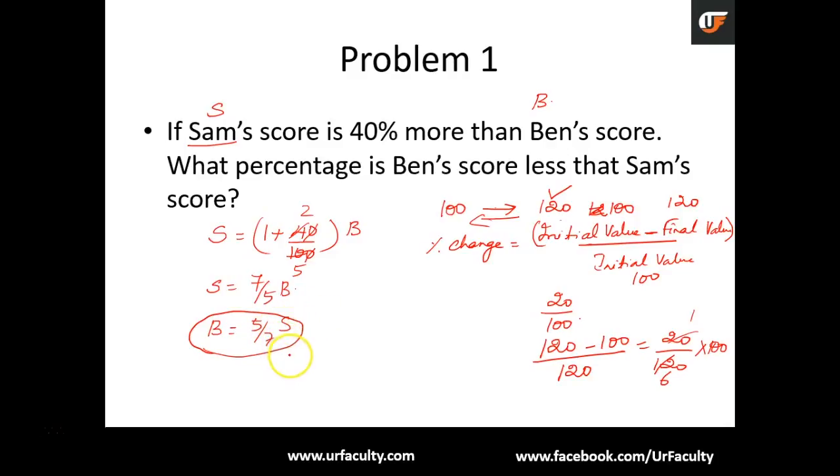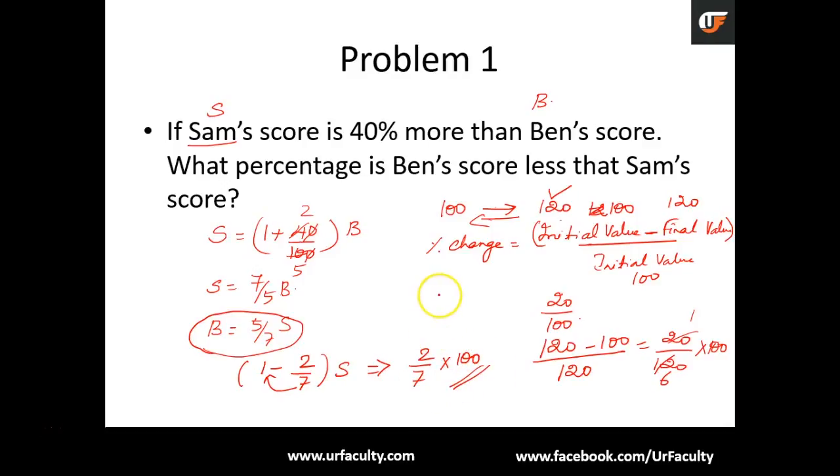Now to try to solve this same problem over here, 5 by 7 S. So what was the initial value of B? How can we represent this? We can represent this as 1 minus 2 by 7 of S. How did we do that? If you try to split this, we get 7 minus 2 by 7. What do you mean by this? It just means that 2 by 7 into 100 will be the percentage change.